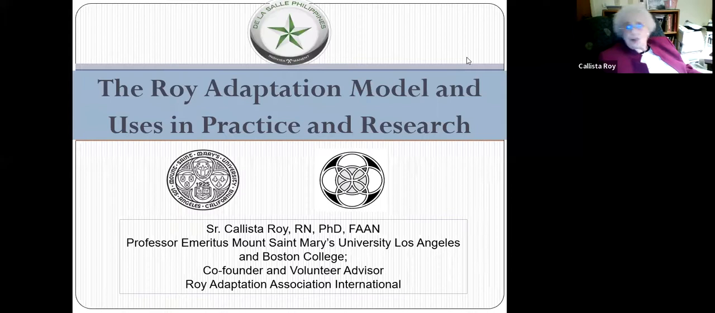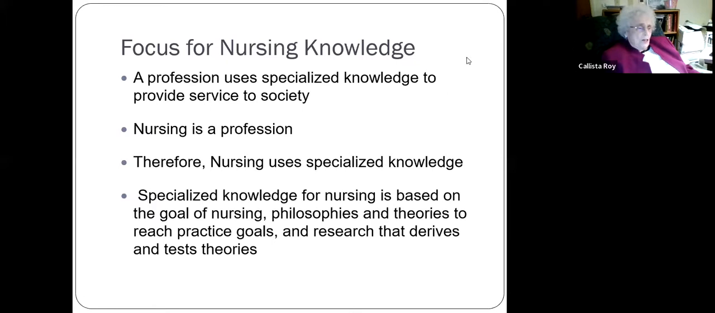To start out, I want to just take a moment to focus on nursing knowledge. In talking about knowledge, particularly for nursing, our profession uses specialized knowledge to provide a service to society. And nursing is a profession. Therefore, nursing uses specialized knowledge. And specialized knowledge in nursing is based on the goal of nursing, philosophies and theories to reach practice goals, and research that derives and tests theories.